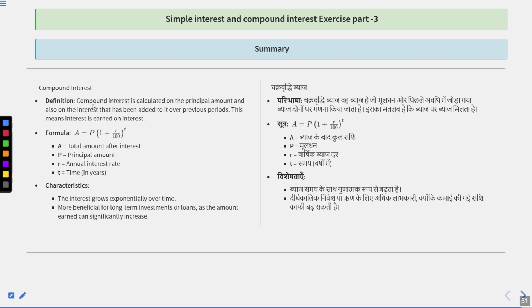Now, what is compound interest? Compound interest is calculated on the principal amount and also on the interest that has been added to it over previous periods. This means interest is earned on interest. The formula of amount is A equals P in the bracket 1 plus R upon 100 to the whole power T. A represents the total amount after interest, P represents the principal amount, R represents the annual rate of interest, and T represents the time. Characteristic of compound interest: the interest grows exponentially over time. It is more beneficial for long-term investment or loan as the amount earned can significantly increase. Thank you.